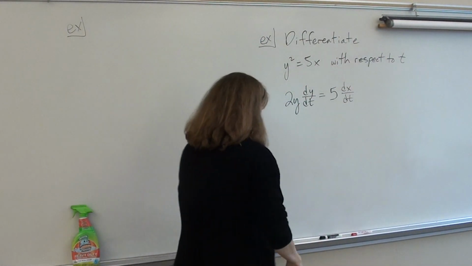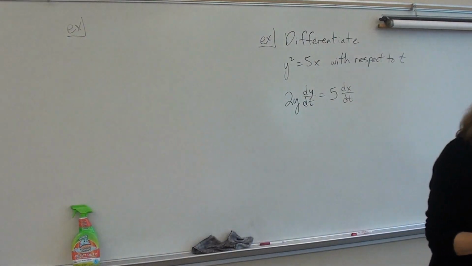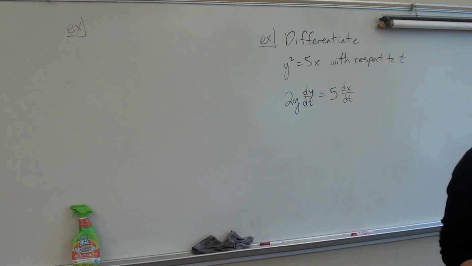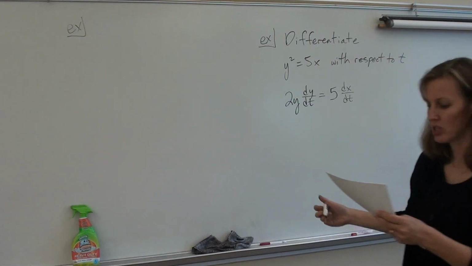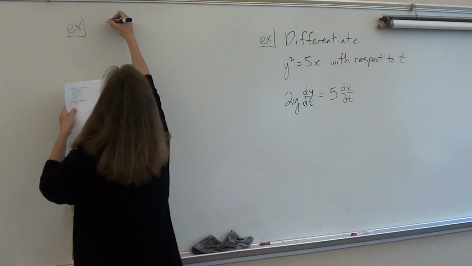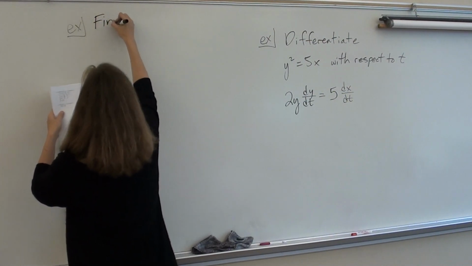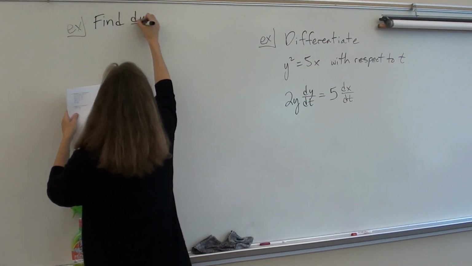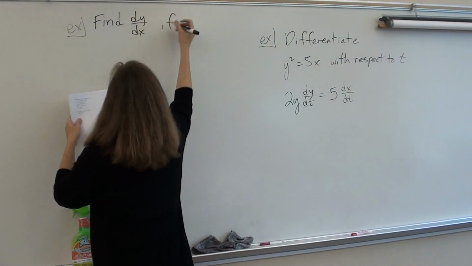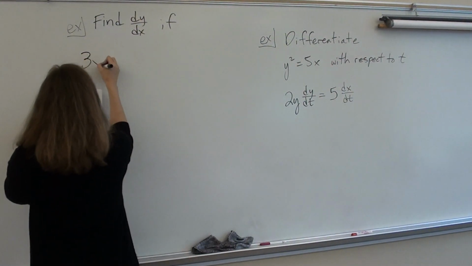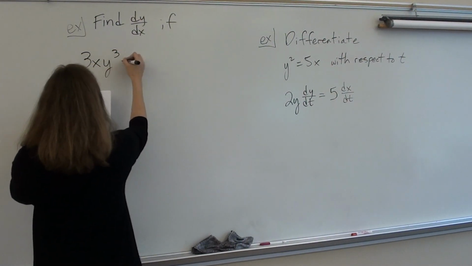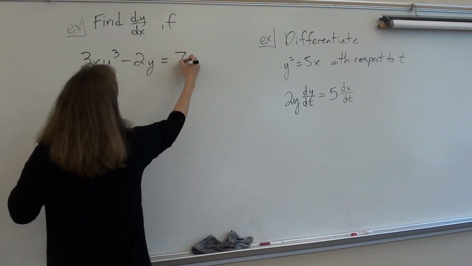All right, let's take it up a notch. I have to add in something to make sure we have time. I'm going to do one with product rule just for fun. So find dy dx if 3xy cubed minus 2y equals 7.